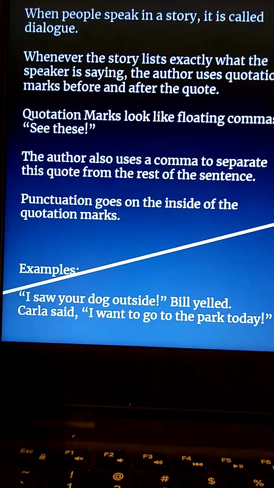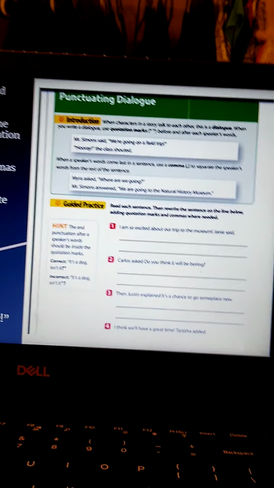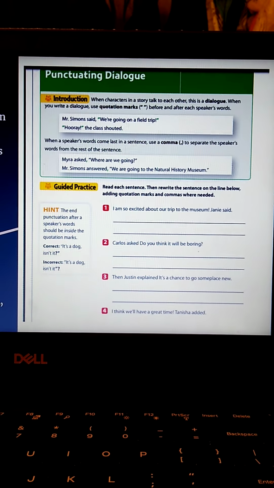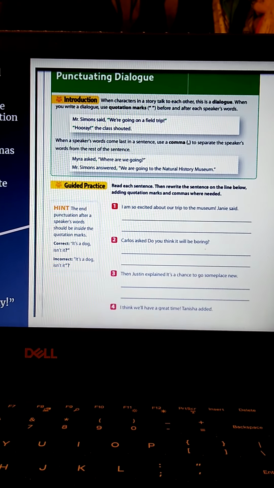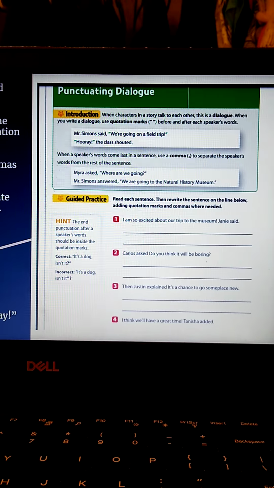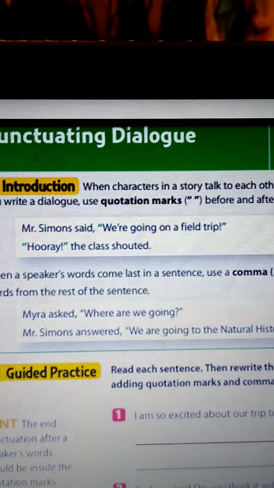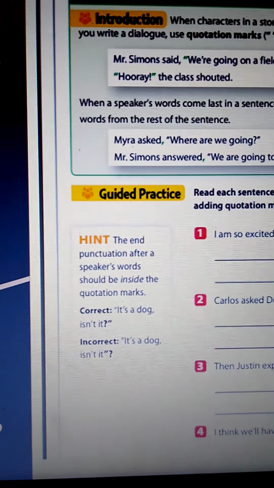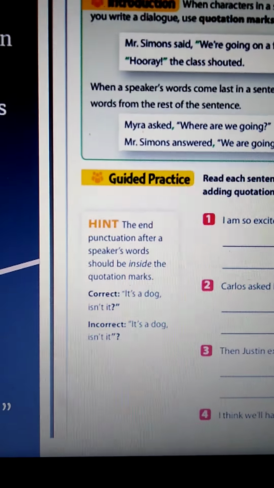All right. Again, this is punctuating dialogue. Dialogue is what a character in a story says to another character. It is separated with quotation marks before and after the exact words that that character says. If that speaker's words come last in the sentence, then you have to use a comma to separate who the speaker is from the sentence. Like, Myra asked, "Where are we going?" And then again, that ending punctuation that comes after the speaker's words needs to be on the inside of those quotation marks.